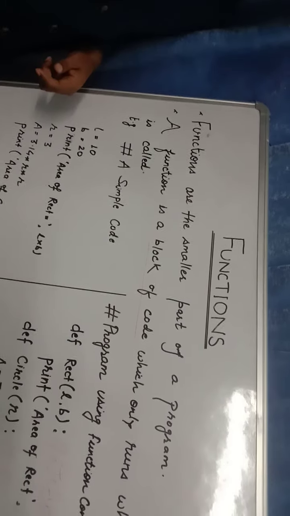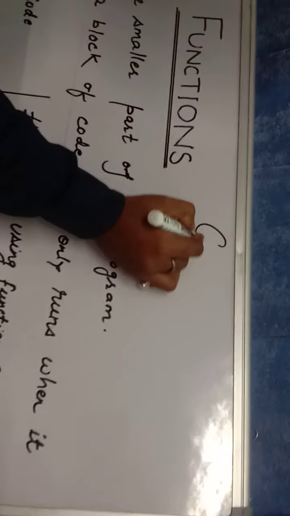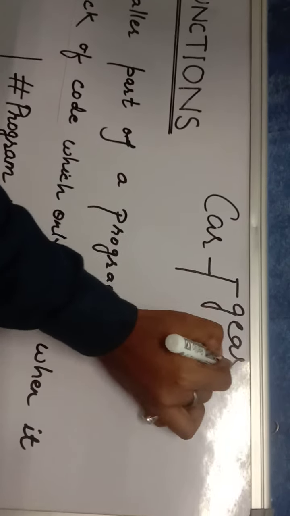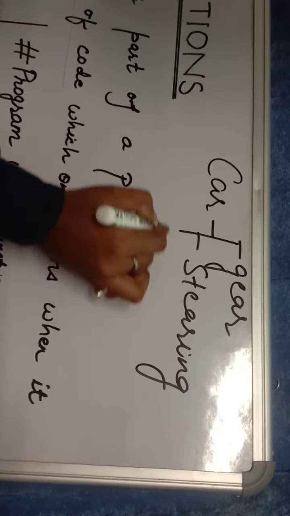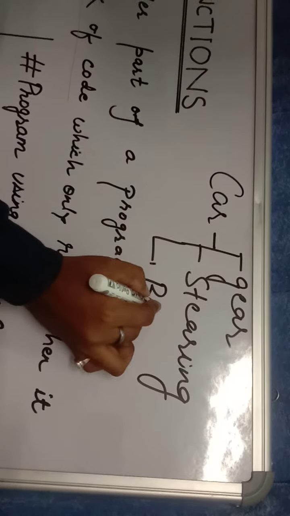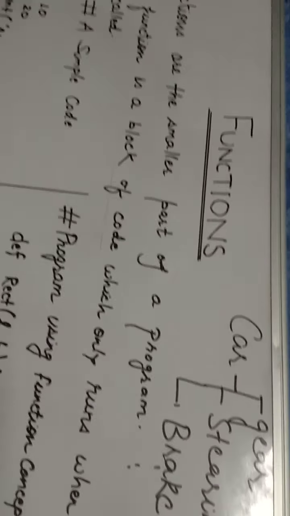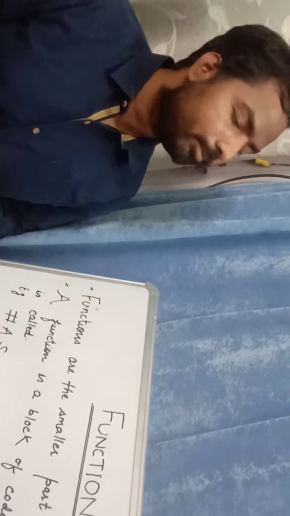Got it? Example I am giving: suppose in a car many things are there, like gear, steering, brake, and many more things. But the logic of all the things is different. Means the concept of gear is different, the concept of steering is different, and the concept of brake is different. All the things are inbuilt in a car only.